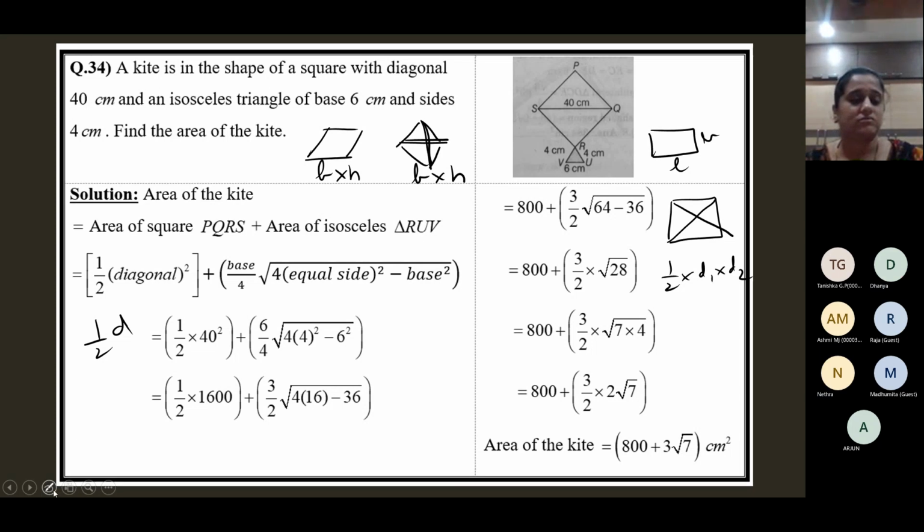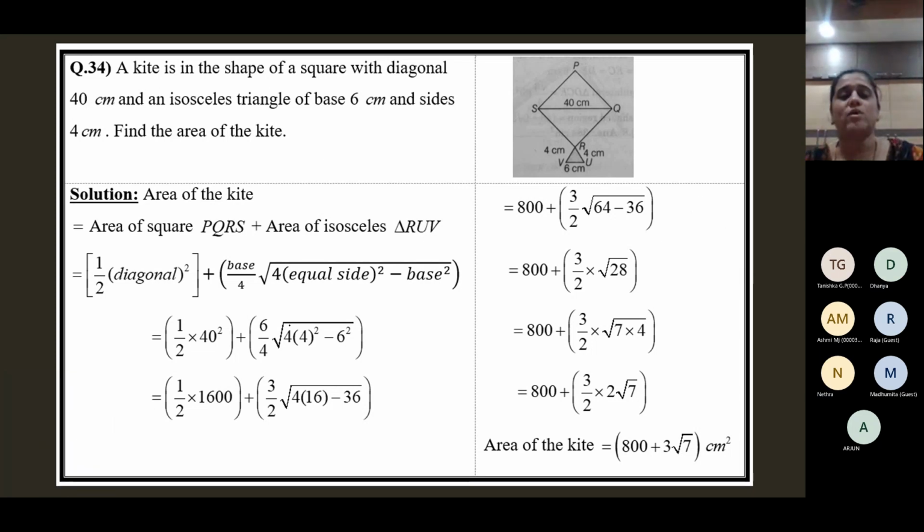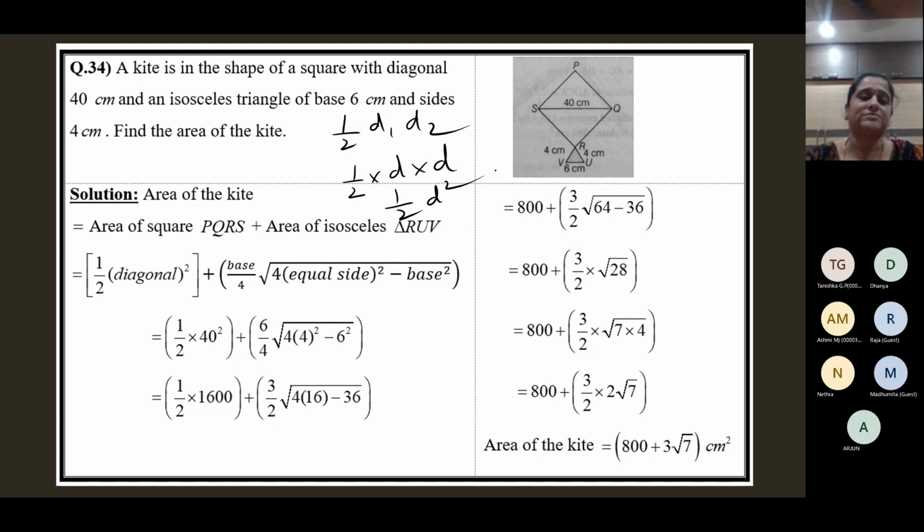Yes, ma'am. So what's the formula to find the area for rhombus? Half d1 into d2. In the same way, since every square is a rhombus, the area of a square is half into one diagonal into the other diagonal, half product of diagonals, like in a rhombus. But here it is both d, because the diagonals are equal. So we say half d square for a square.